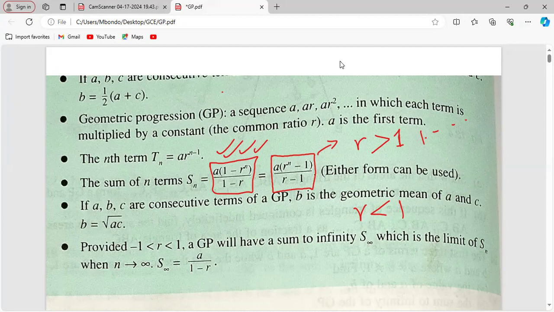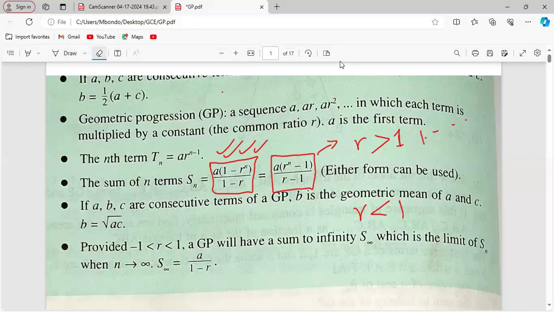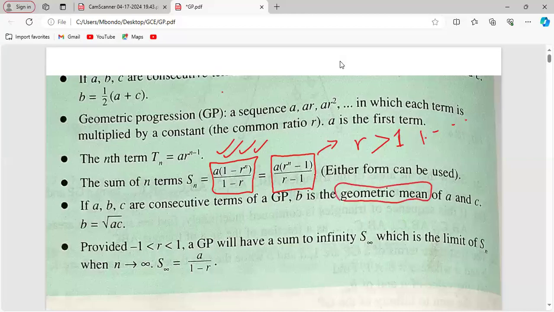Then the formula that follows here, you will see it's very common. It pops up in the questions. So the geometric mean, when they're asking you to find the geometric mean, this is the formula that they need you to use. When you are given two numbers and they're asking you to find the geometric mean, this is the formula that you use here. Just multiply those two numbers and find their square root. That is basically what you are supposed to do.